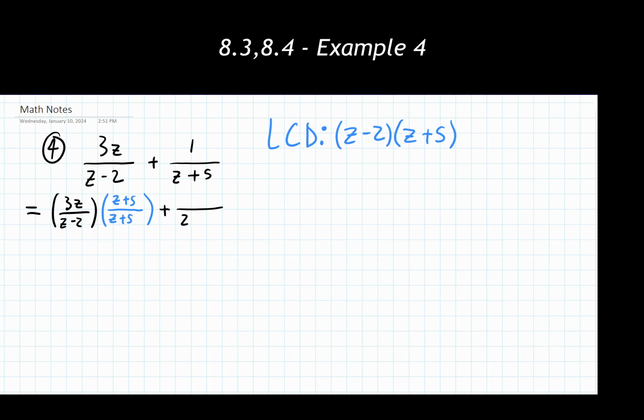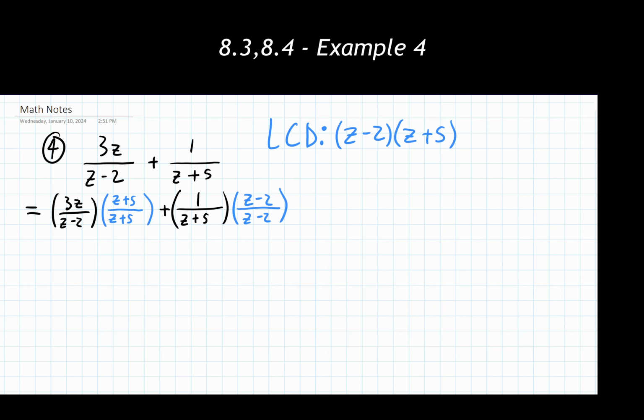With the second expression, the denominator already has a z plus 5. It's missing a z minus 2, which means I'm going to need to multiply this denominator by z minus 2 to make that happen. If I multiply the denominator by z minus 2, then the numerator is going to also have to multiply by z minus 2. So I've set that up for myself. I know what I'm multiplying out.